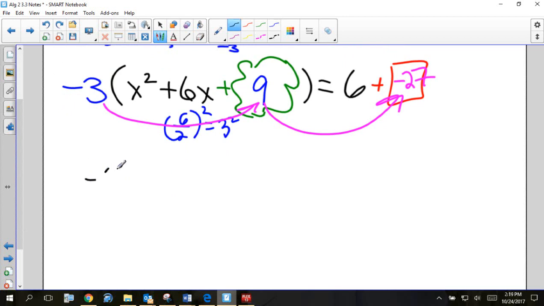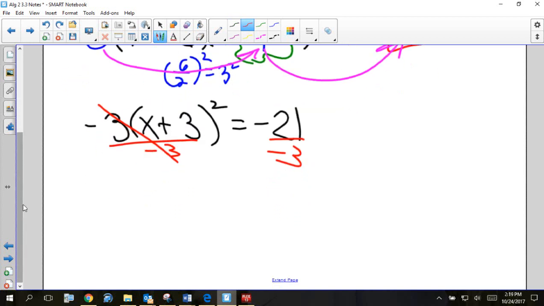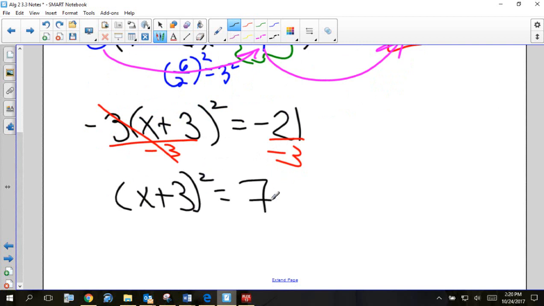Then we can factor, we get negative 3, and we're going to factor this to x plus 3 squared. Other side, add that together, we get negative 21. And what should we do next? Divide by the leading coefficient. Excellent. Good vocabulary. Divide that leading coefficient, negative 3. So they'll cancel out there. So we have x plus 3 squared equals 7.